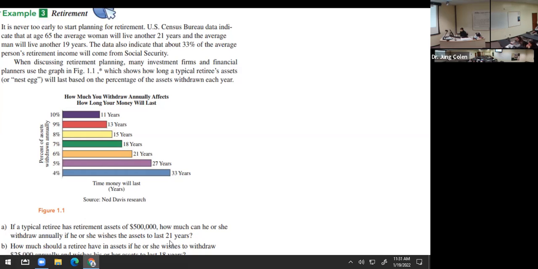The assets to last 21 years, so we need to look at the number of years here. Which one shows 21 years? What color? Orange. The orange one, 6%, right? So to make our assets last 21 years, you need to choose 6%. 6% of what? 6% of assets. So you can have 6% of the assets, which is 500,000, right? So how do we calculate that?